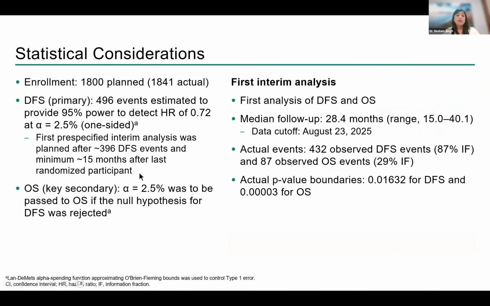So again, I believe they also had the statistical considerations. For the DFS, 496 events were estimated to provide 95% power to detect a hazard ratio of 0.72 at an alpha of around 2.5%. And again, the median follow-up was around 28.4 months. I believe we'll be discussing it subsequently in the panel discussion as well.